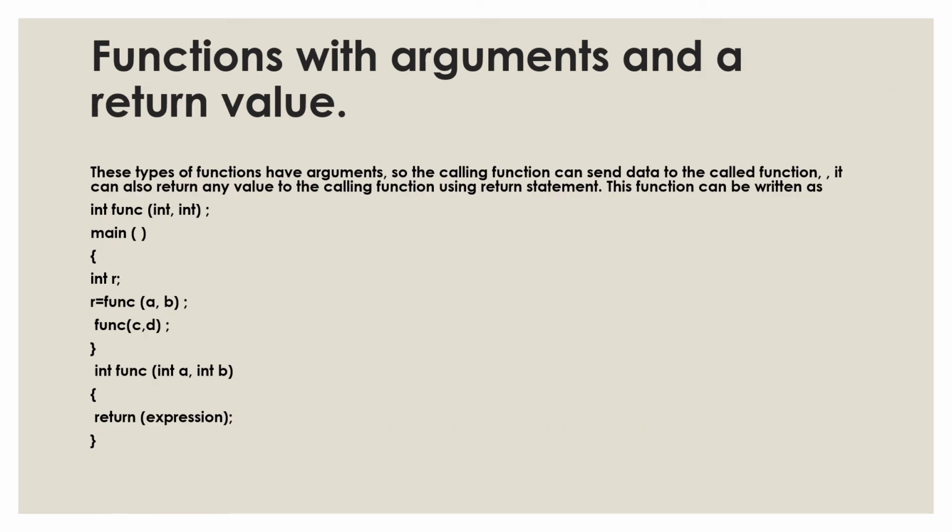Function with arguments and a return value. These types of functions have arguments, so the calling function can send data to the called function. It can also return a value to the calling function using a return statement. This can be written in this format. Here, the function is called and also returning a value using function func.